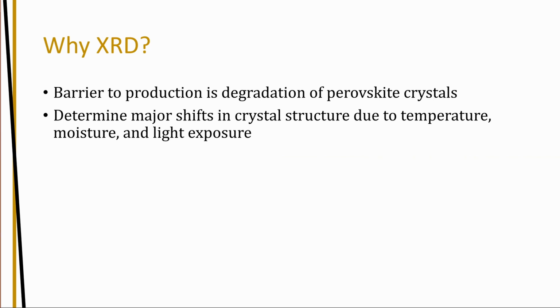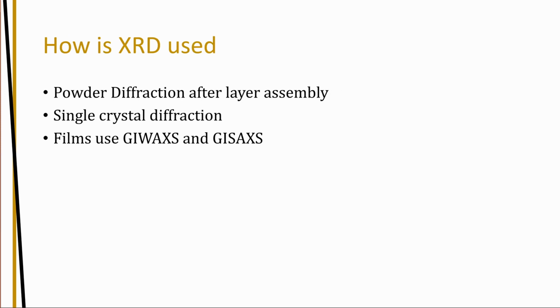Because of how quickly perovskite crystals degrade, perovskite solar cells are not ready for large-scale use in energy capture. Using X-ray diffraction to determine the shifts in crystal structures due to both the chosen solutions and external factors can help push perovskite crystals to being viable solar cells.